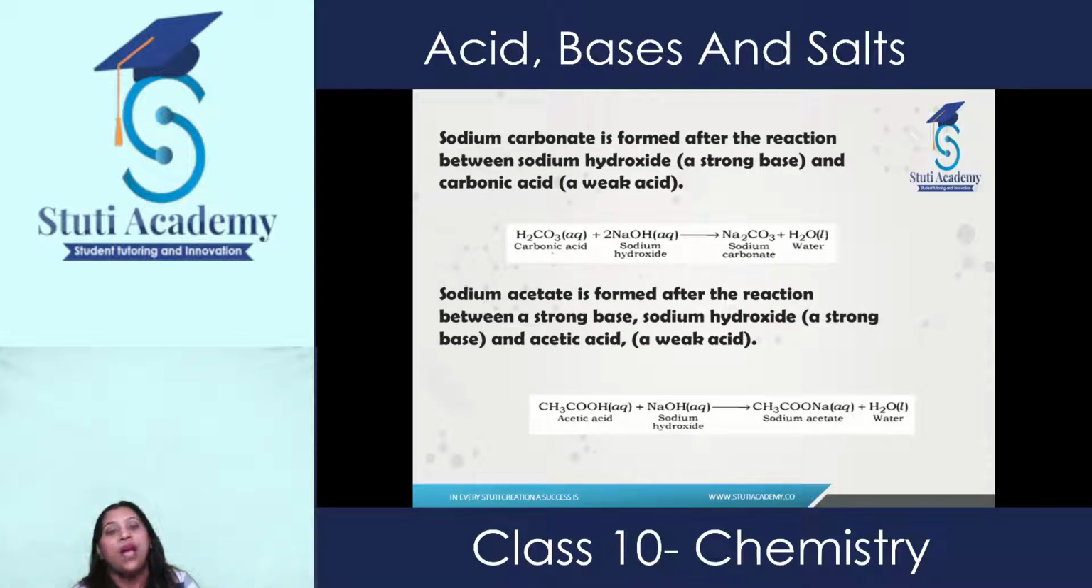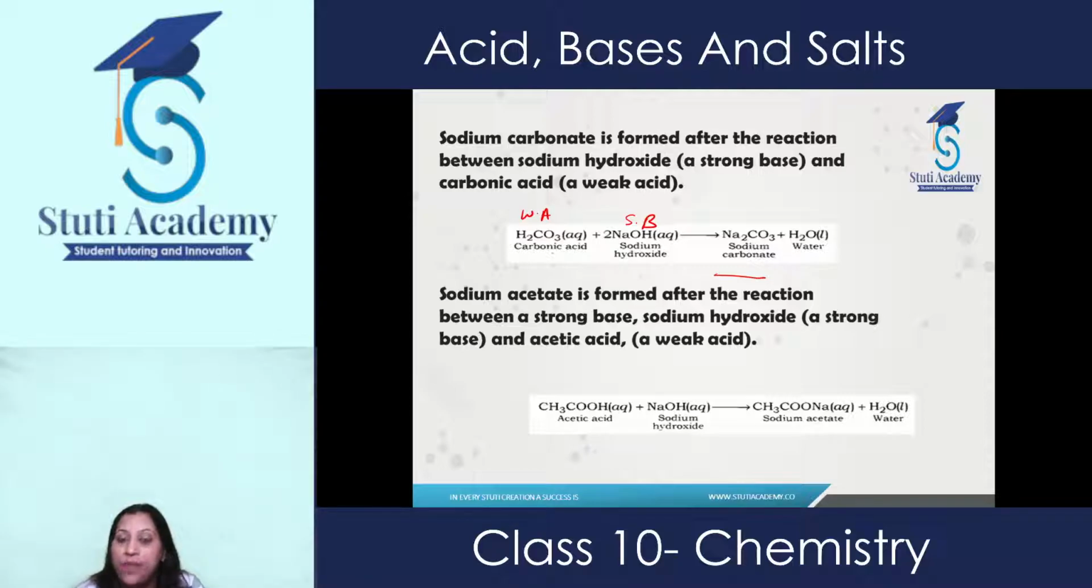First is sodium carbonate. Sodium carbonate is a combination of carbonic acid, which is a weak acid, and sodium hydroxide, which is a strong base. So when they both react with each other, it results in the formation of sodium carbonate and water is released.